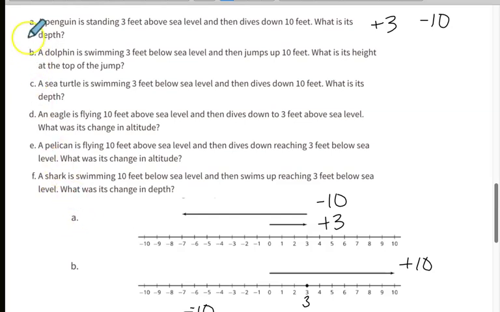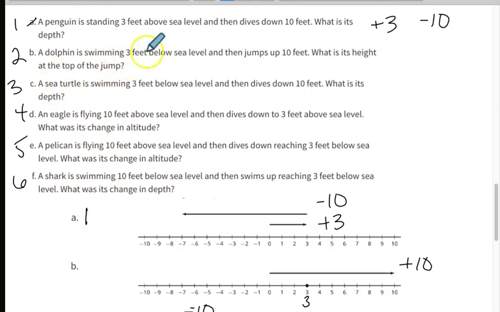Or A, and we can say this could be 1, 2, 3, 4, 5, 6. So A matches up with number 1. Okay, let's go to the next one.